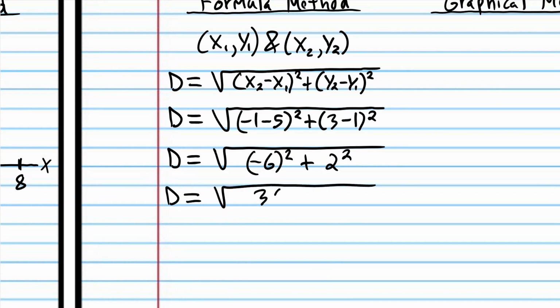-6 squared is 36. 2 squared is 4. Again, that's -6 times -6. That's what -6 squared means. That's positive 36 because a negative times a negative is a positive. And we have square root 40.